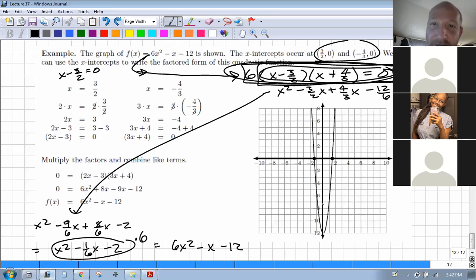instead of going down to -12, it would only go down to -2. Because this thing stretches it vertically by a factor of 6. So instead of going down to -2, it would be 6 times that. We go down to -12.